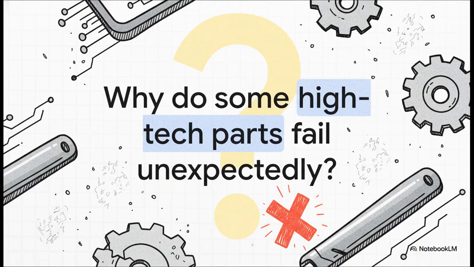So it all starts with this really critical question. We build these incredibly precise, high-tech components, right? So why do they sometimes fail, completely out of the blue? The answer, it turns out, isn't usually a flaw in the design itself. Nope, it's an invisible problem, hiding right there on the surface of the material.